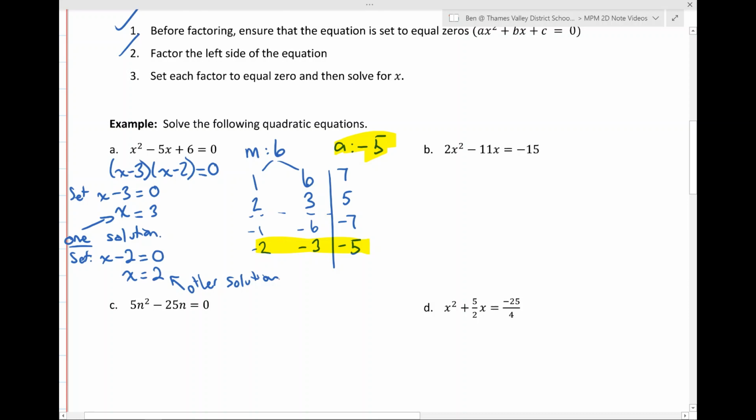Now, sometimes we will have one solution. Sometimes we'll have two solutions. Other times we'll actually have 0 solutions. You'll see what those look like in future lessons. But right now, we're going to work from here. And that means, therefore, x equals 2 or x equals 3. Those are our solutions. So now we'll go on ahead and try B.